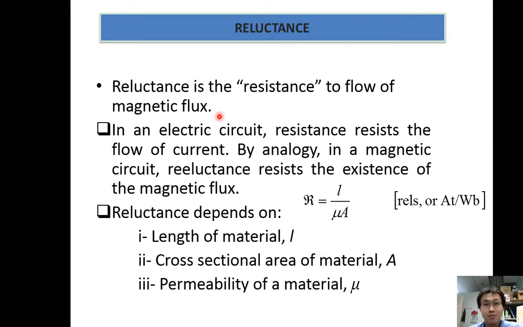So another one is reluctance. Reluctance is the resistance to the flow of a magnetic flux. In an electric circuit, we have resistance, right? It is used to resist the current. In a magnetic circuit, we have reluctance. It is used to resist the flow of the magnetic flux. We can put it in this equation: R equals L over mu A. L is the length, mu is the permeability of the material, A is the area.